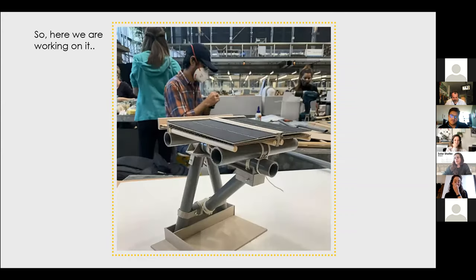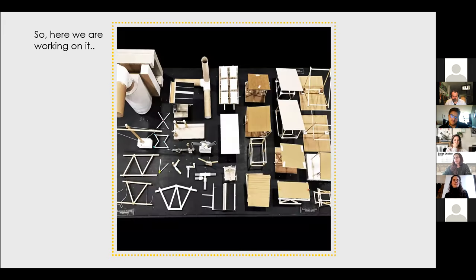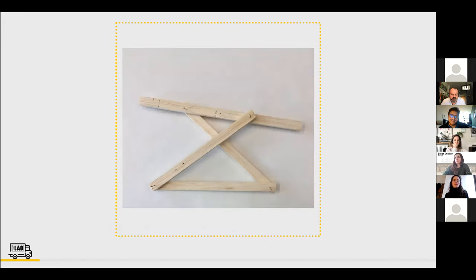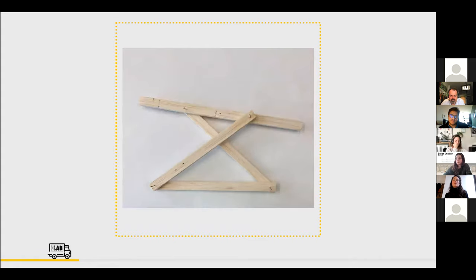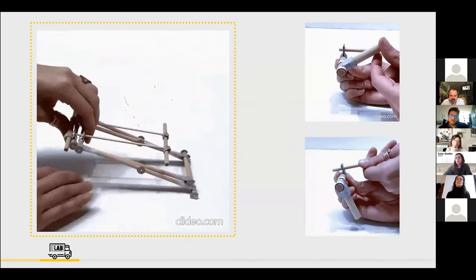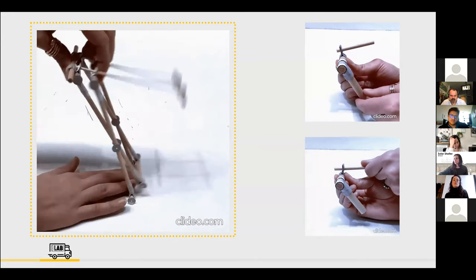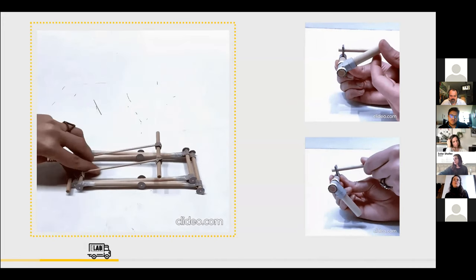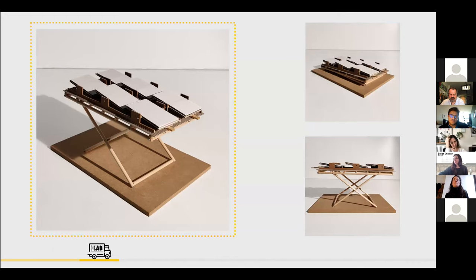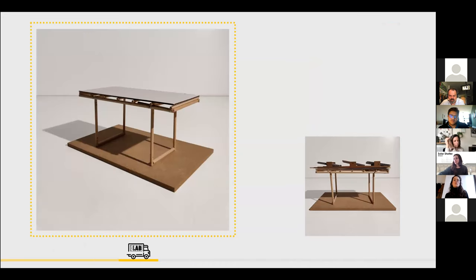So here we are working on it. This is one of our first attempts. We loved it at first sight, but soon we realized that it was too good to be true. So we continued experimenting with the scissor joint, which was really easy to set up quickly. We further explored this structure with a different type of roof, and also with a more stable structure below the roof. But the efficiency problem was the main reason that led us to reject this.